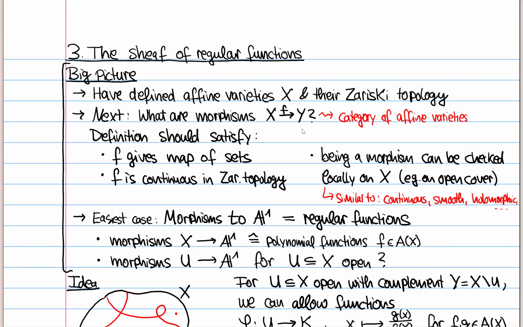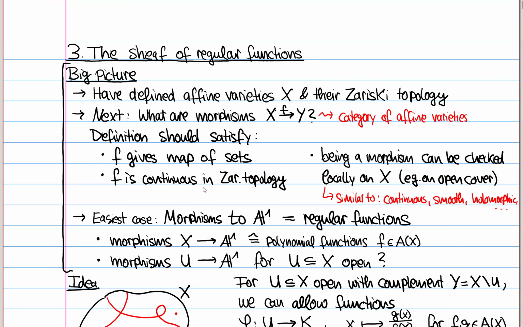So if you have some background in category theory, the idea is that the affine varieties will be the objects in some category, and now we need to define what the morphisms between them are. And this is probably also familiar from other parts of mathematics. And for this definition, we want to have some features. So it should satisfy, first of all, that such a morphism in particular gives you a map of sets, because these affine varieties have underlying sets. It should be continuous in the Zariski topology that we just defined.